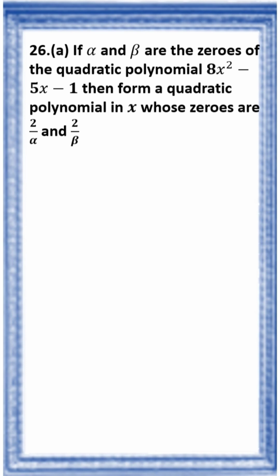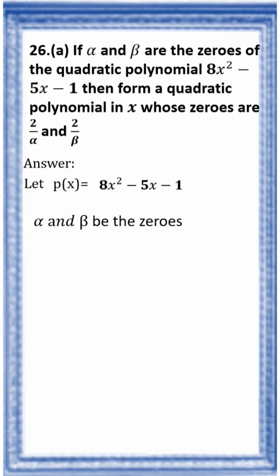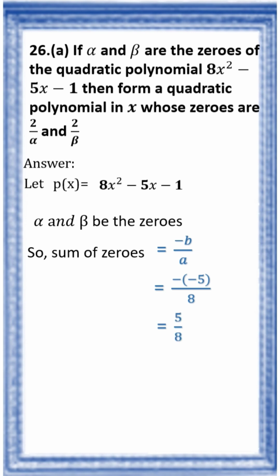Now let me solve the 26th A question. Here let p of x be 8x square minus 5x minus 1 and alpha and beta be the zeros. So the sum of the zeros is equal to negative of b by a, that is negative of minus 5 by 8, that is equal to 5 by 8. And the product of the zeros c by a, that is equal to negative of 1 by 8.